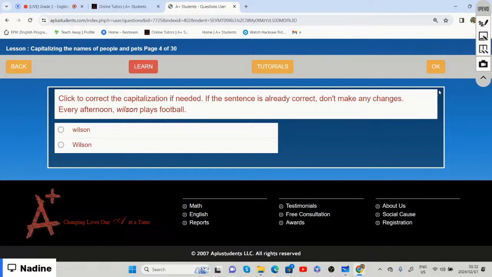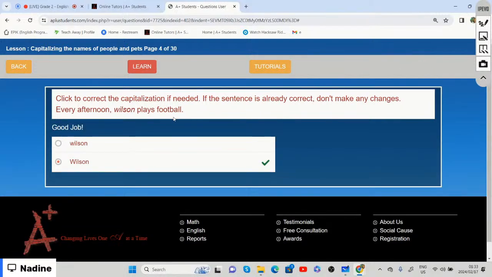All right. And if we choose the correct way in which we need to write the name Wilson, then we're going to choose the second option. And yes, the second option is correct. So Wilson with a capital letter. So well done. Wilson with a capital letter is correct.